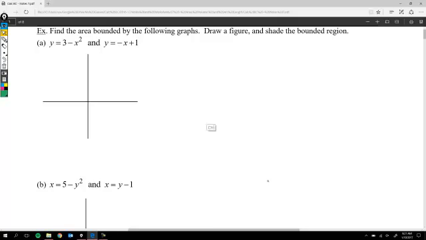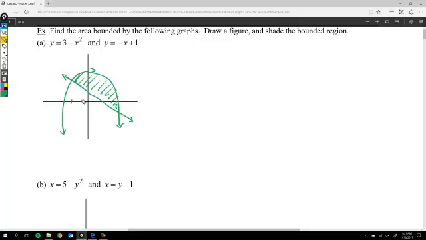I'm given two functions, and I want to find the area bounded between them. Let's draw a picture here. My first function is 3 minus x squared, which is an upside down parabola that has a y-intercept of 3. My second function is linear with a y-intercept of 1, and it's going down. So those are my two functions, and I want to know what this area is.